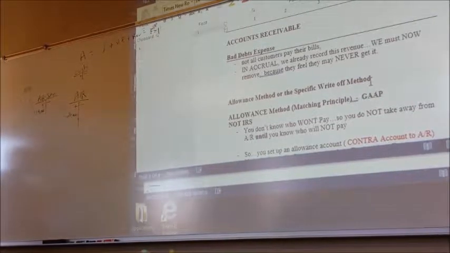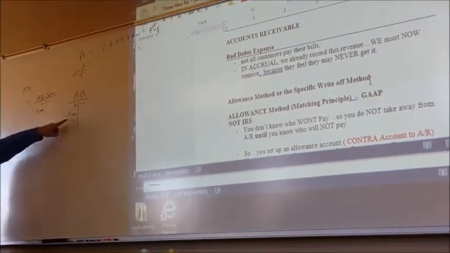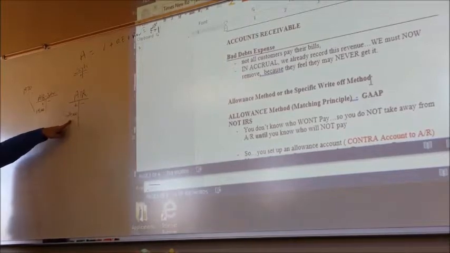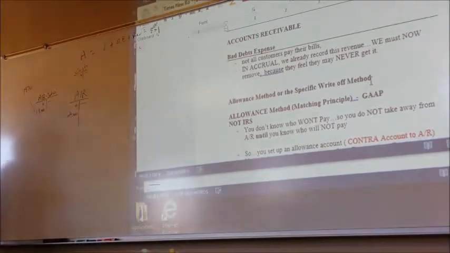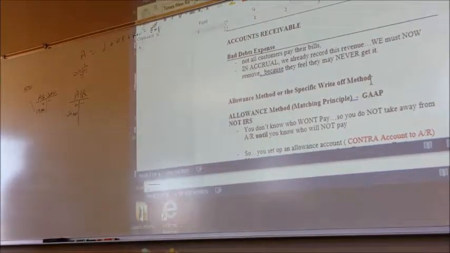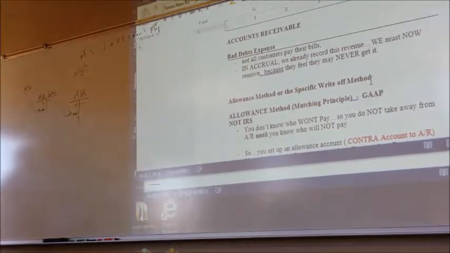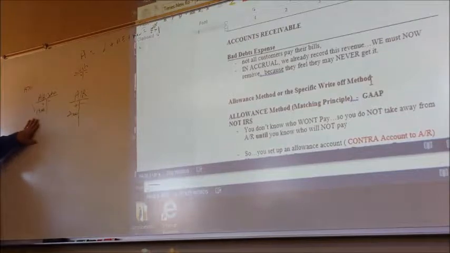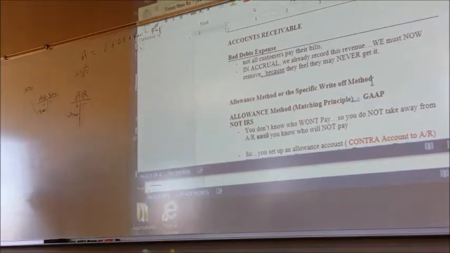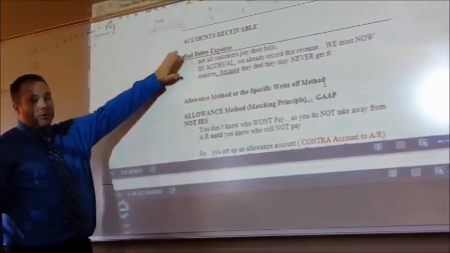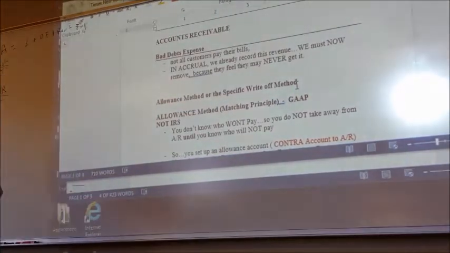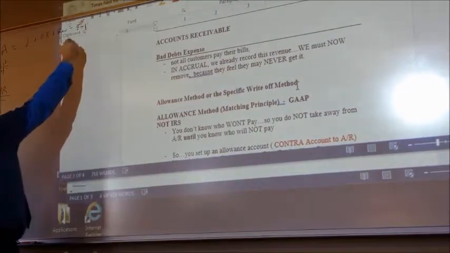It's very misleading to anybody looking at your books that you're expecting $20,000 to be coming in. Makes your company look a lot better off than it really is. You're not expecting this money to come in. That's where we have this new account that we're going to be discussing, one of the two new ones. Bad debt expense.